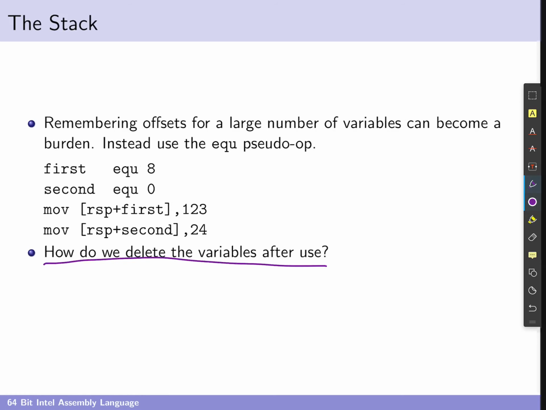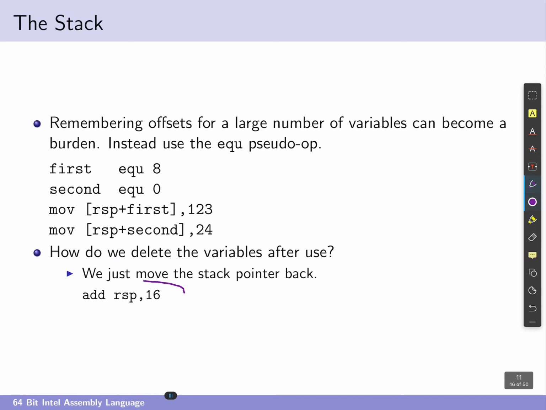However, the answer is actually quite easy. All we have to do is we just add to the stack pointer. So in this example, we had subtracted 16 from RSP, and instead of subtracting 16, we're simply going to add 16, and this will end up deleting what we had higher up.